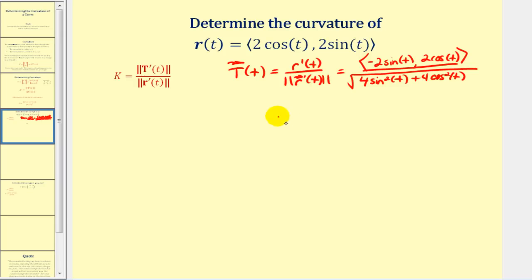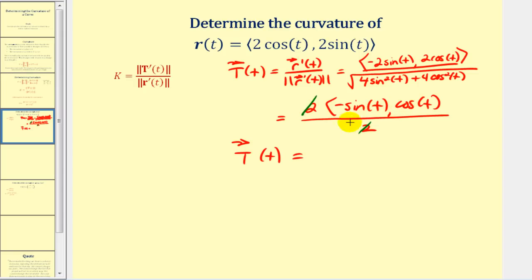Let's go ahead and simplify this. If we factored this radicand, we'd have 4 times sine squared plus cosine squared. Well, sine squared plus cosine squared is equal to 1, and the square root of 4 would be 2. So we'd have 2 here. We could also factor out a 2 from this vector valued function. We'd have 2 times negative sine t, cosine t. This simplifies nicely, so T(t) is equal to an x component of negative sine t and a y component of cosine t.